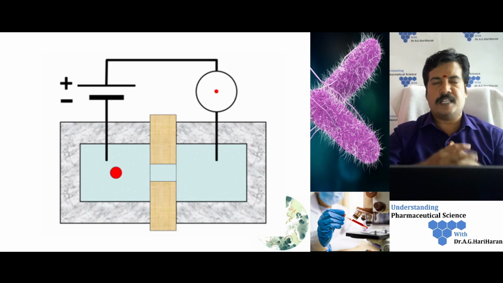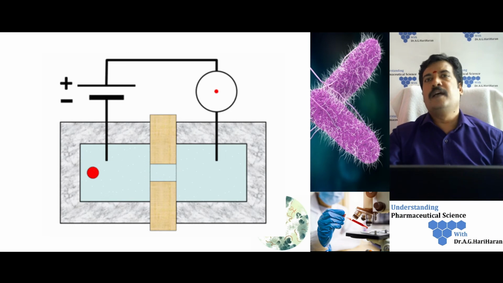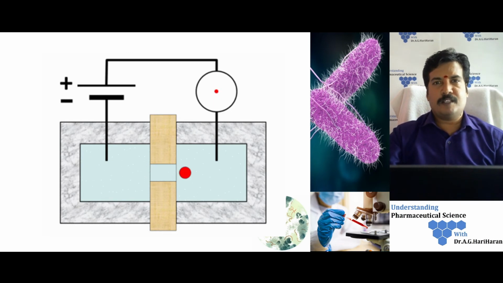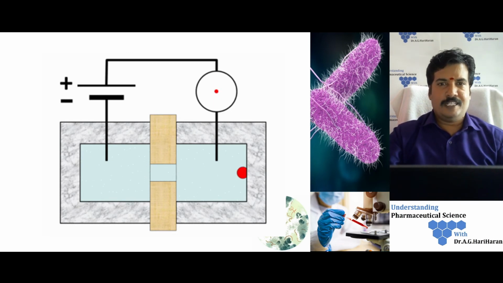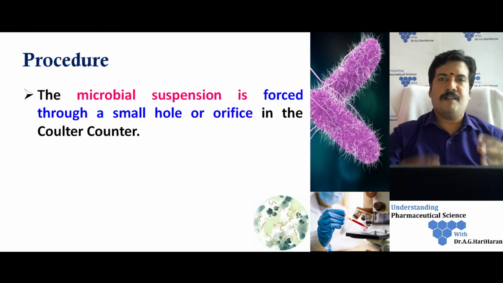This Coulter counter is not only used for counting cells like red blood cells or microbial cells, it is also used in the pharmaceutical industry for counting the particles present in a particular suspension, right?